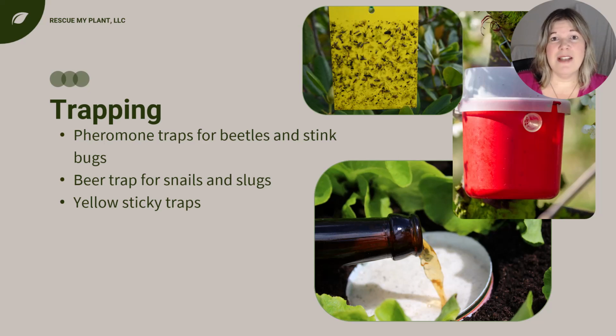You can trap snails and slugs by placing stale beer in a shallow dish to attract them. Make sure you dispose of the pests when you see them, because the beer only attracts them and does not get them drunk and kill them. You can also hang yellow sticky traps to catch flying insects such as whiteflies, beetles, and leaf miners. Hang them above your plants on a stake.